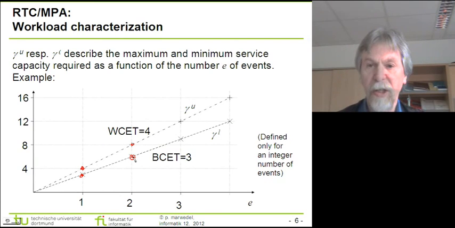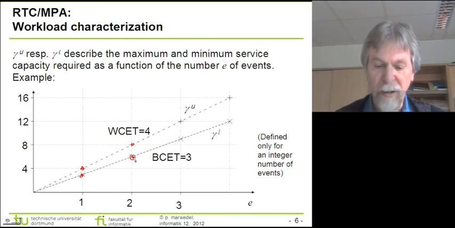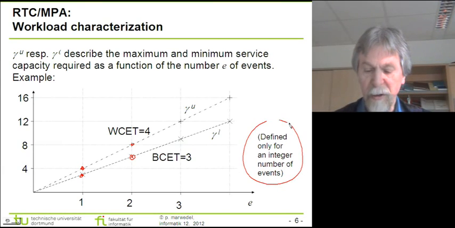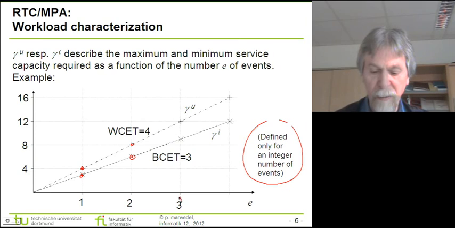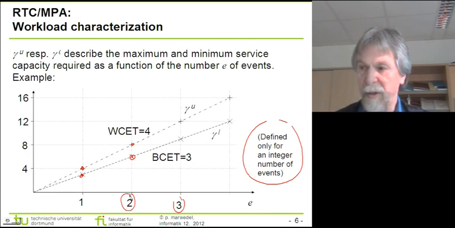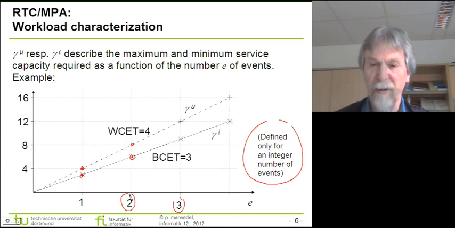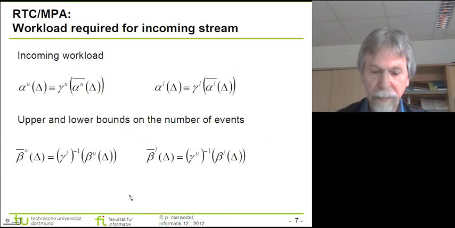Please note that the straight lines have been added there for visualization purposes only. Actually, this function gamma is only defined for integer values of the number of events, because we don't have any fractional values there for the number of events.